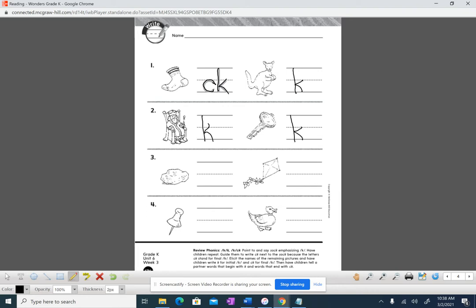Now let's take a look at number 3, rock. Rock begins with the R sound but ends with the CK sound. Then we have kite. Tack. Tack begins with the T sound and ends with a CK sound. And then we have duck. Duck ends with the CK sound. So if you need more time, you can hit pause and then hit play when we're ready to go on to the next page.